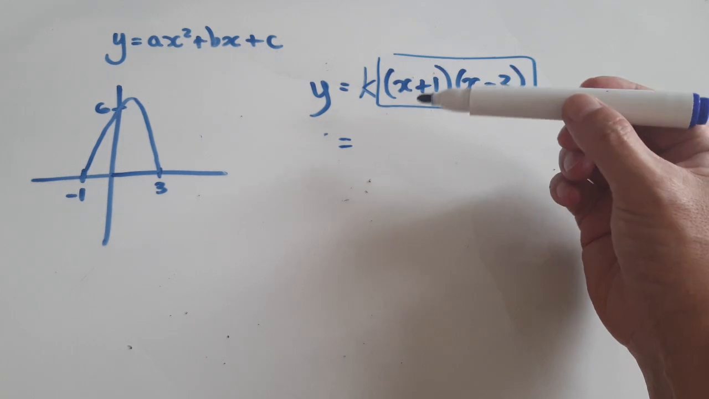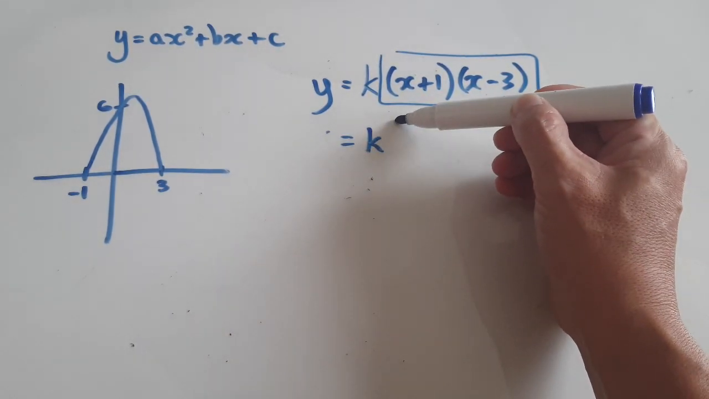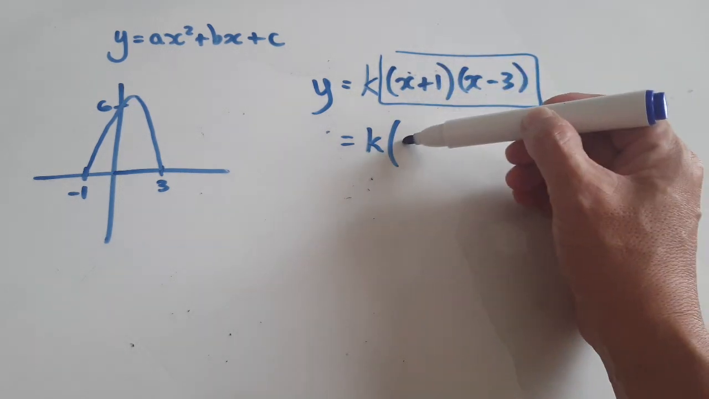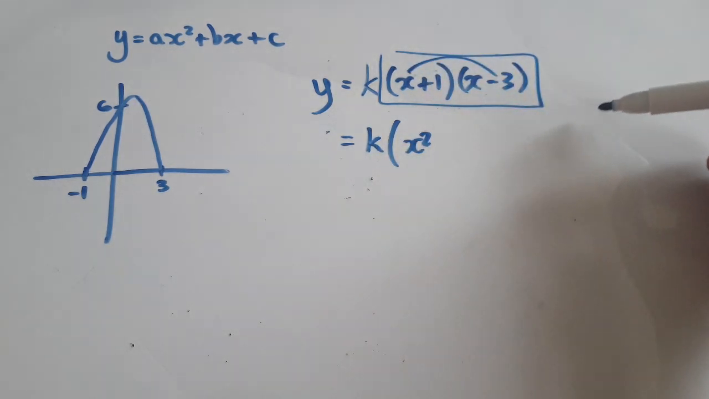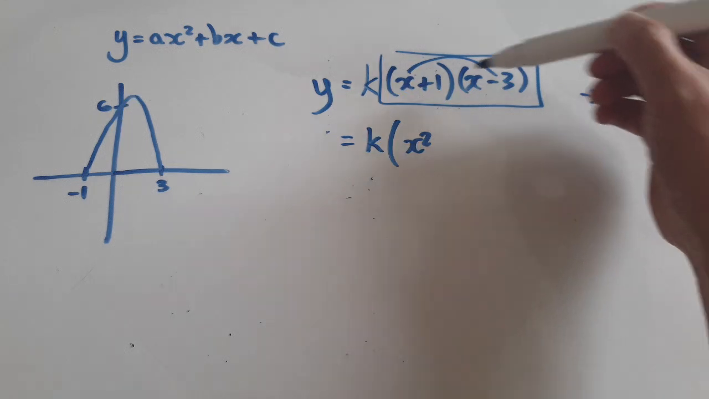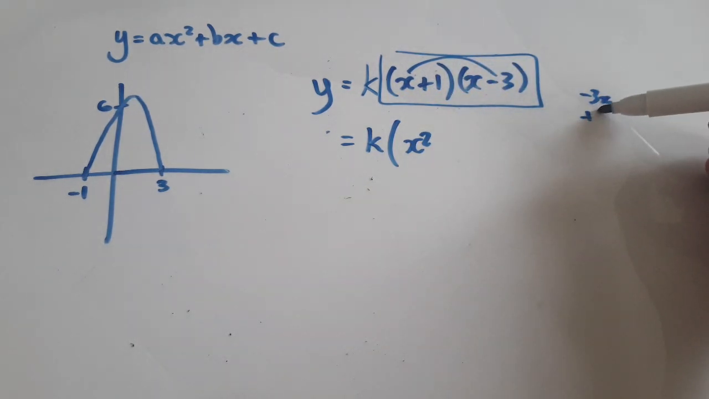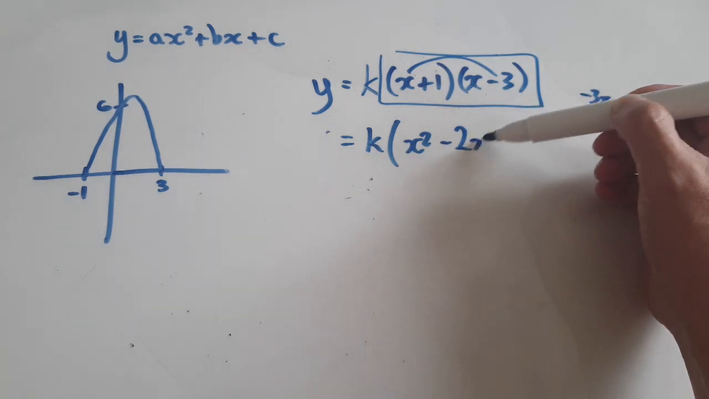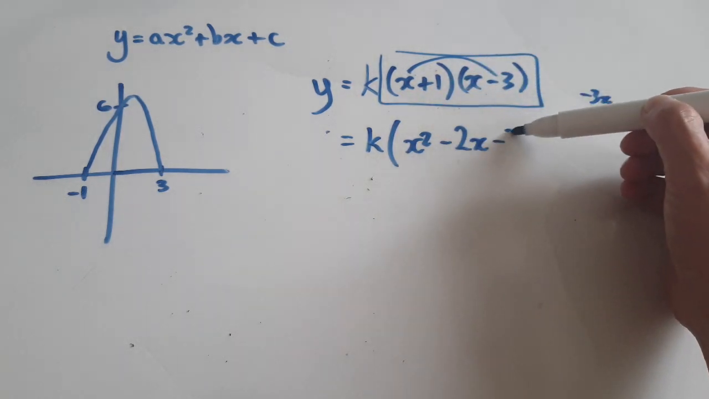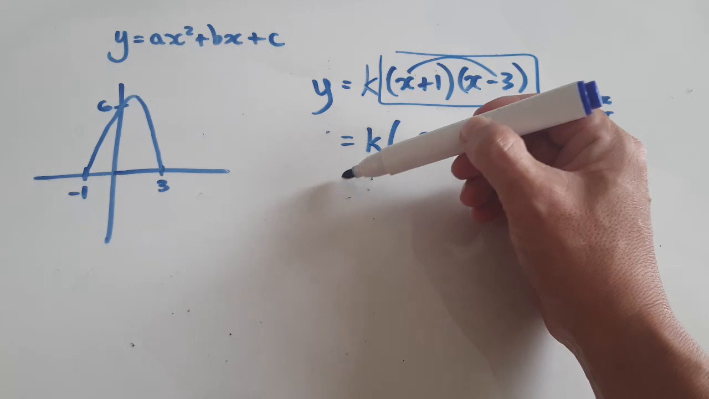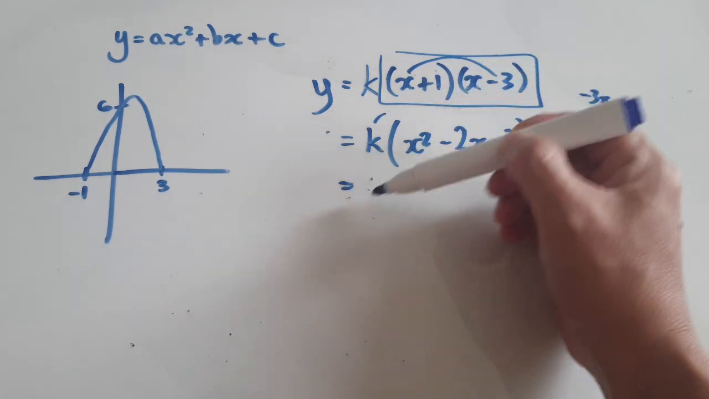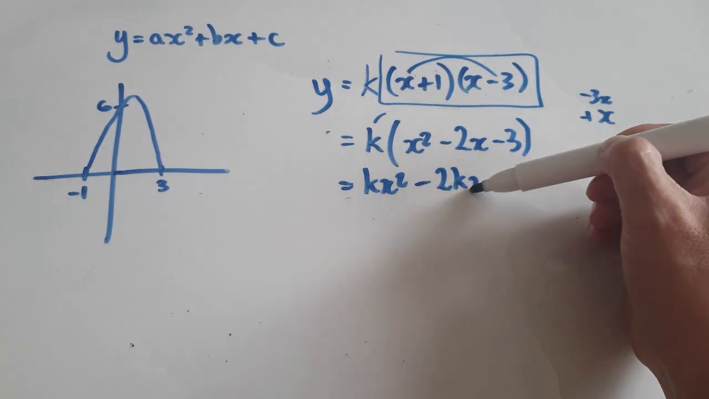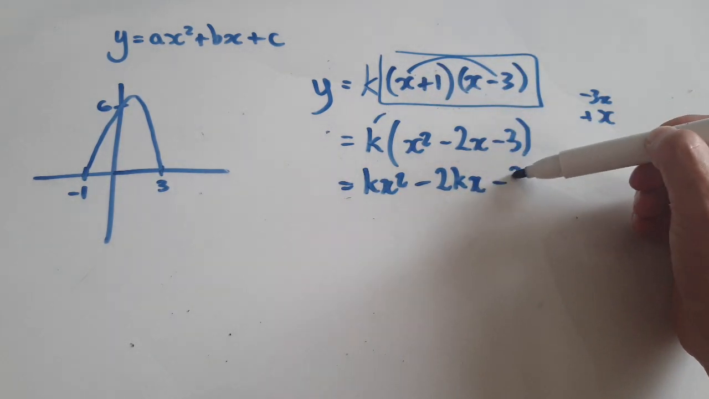So that would then be k bracket, and then this. Multiply this out. This times this will be x squared. This times this will be -3x. This times this will be +1x. So merging the two together would be -2x. And then this times this would be -3. Now multiply out the k. So this thing here will be kx squared minus 2kx and minus 3k.